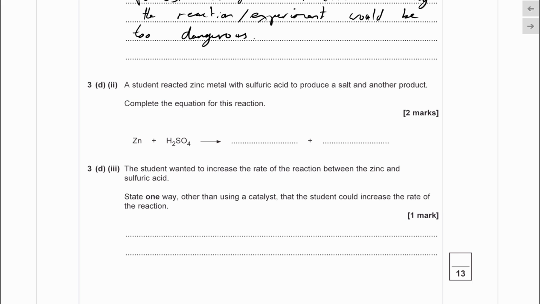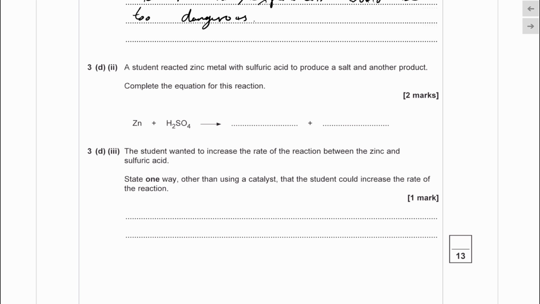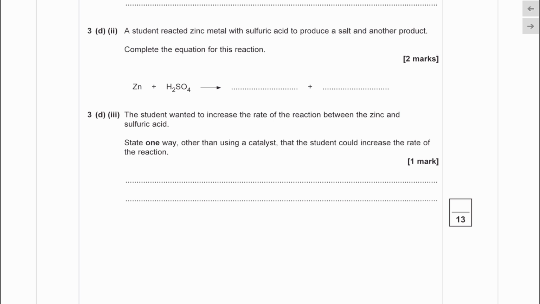Alright, let's have a look at D part 2. So we're told a student reacted zinc metal with sulfuric acid, which sounds a lot safer, to produce a salt and another product. Complete the equation for this reaction. Well, you should know that when we have just a pure metal reacting with an acid, we are going to get a salt plus hydrogen gas. When we react an alkali with an acid, we get a salt plus water, but because the metal cannot give us any oxygen, we're not going to get water, we're just going to get hydrogen gas. And so I'm going to fill in that with our hydrogen gas.